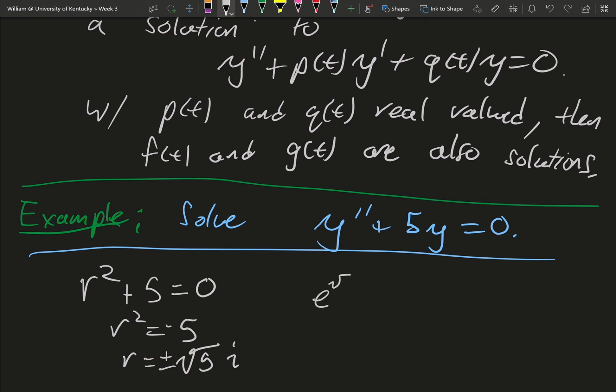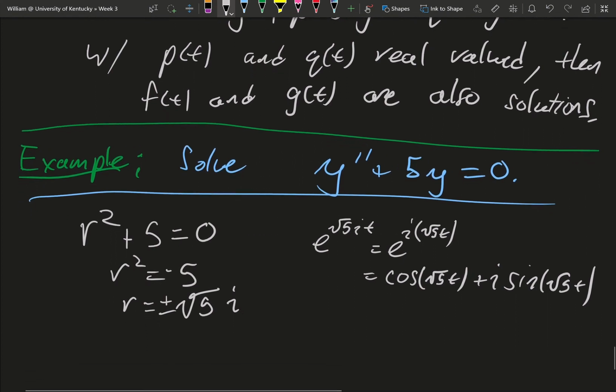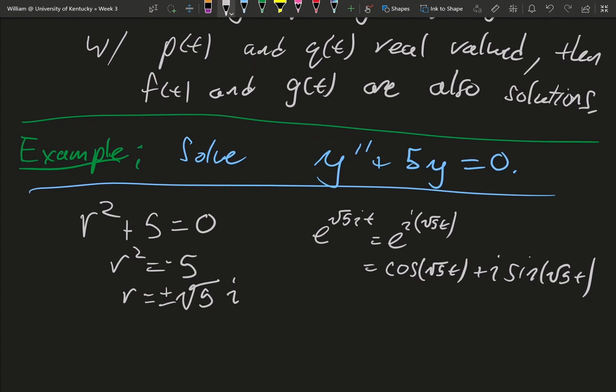So let's think about this then. e to the square root of 5i times t. Well, we can write that as e to the i square root of 5t. And that is cosine square root of 5t plus i times sine square root of 5t. So by this fact up here, cosine of square root of 5t and sine of square root of 5t are a fundamental set of solutions.